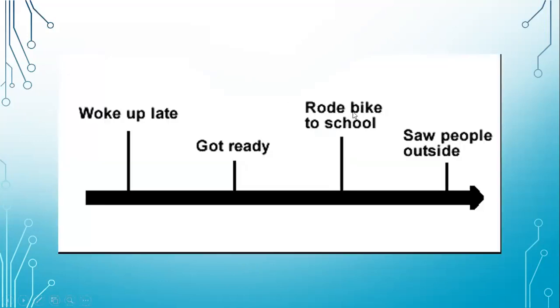Shadi. Yes. What do you call this? Woke up late, got ready, rode bike to school, saw people outside. Yes. So what is the thing that happened first? I woke up late. Yes. So this is called the sequence of events, right? Here, Shadi, the sequence of events started from the first thing that happened. So this is called the what order?